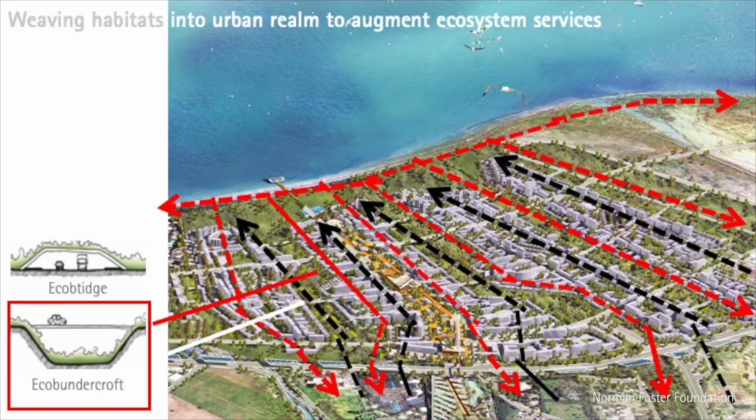And then the edges of the urban areas should be serrated. This is a diagram that shows how the green areas are the red lines, and the urban areas are the black. But we have roads cutting across, and we cannot bifurcate the green areas. So we developed what we call eco-undercrofts, that you can see on the left-hand side, where the greenery goes underneath, and then the roads go on top.